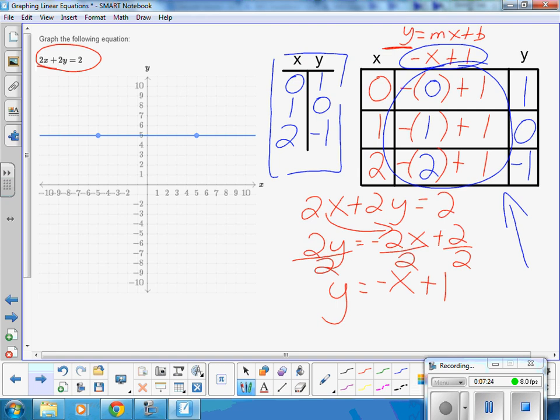So plotting those 3 points, when x is 0, y is 1. When x is 1, y is 0. And when x is 2, y is a negative 1, you get that. And again, any of these 2 blue points can match up with any of those 2 blue points, and that'll give you your line.